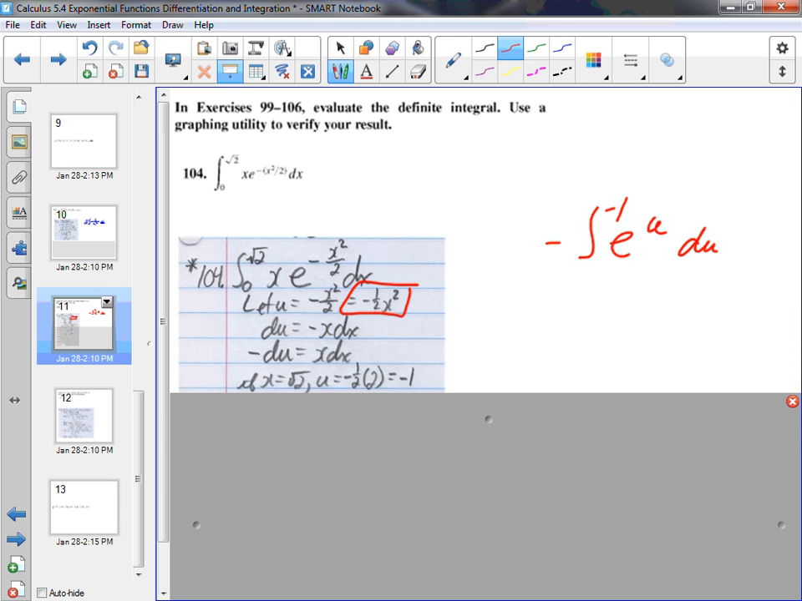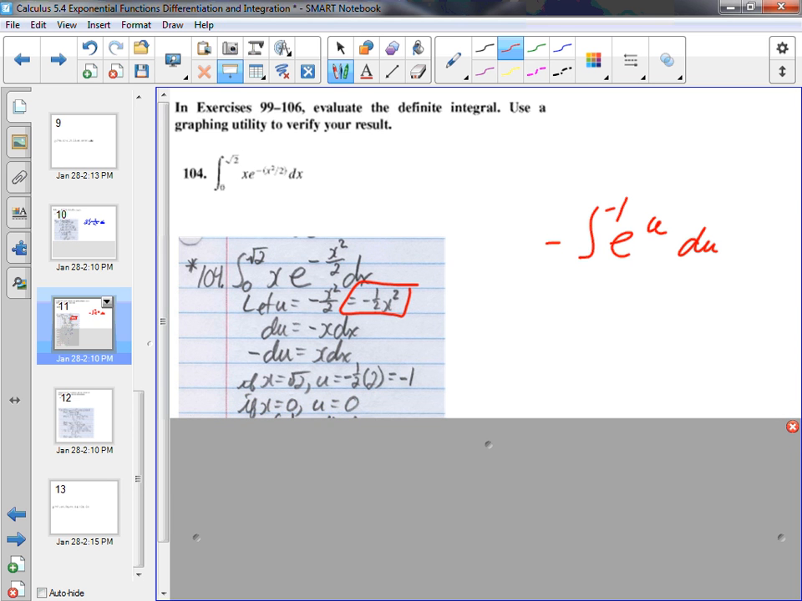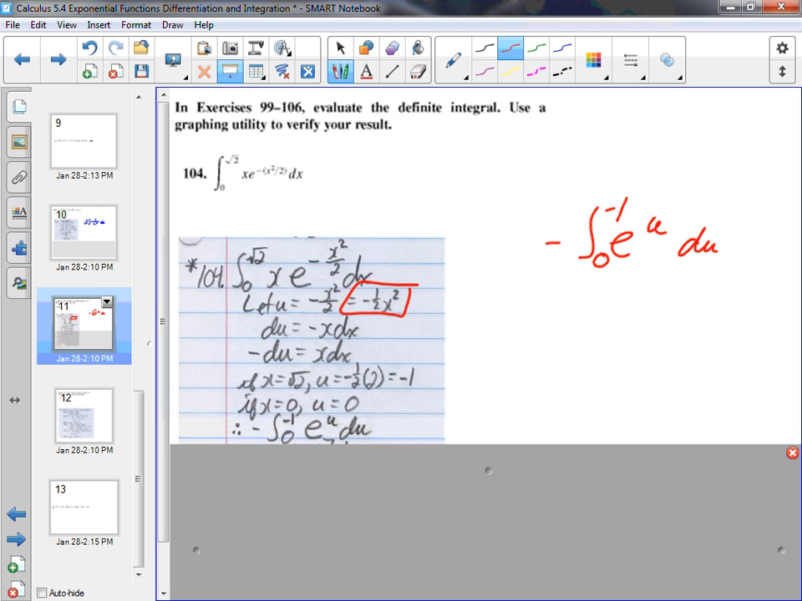Well, what happens if x equals 0? Well, if x equals 0, u equals negative 1/2 times 0 squared, which is 0. And we've completed our substitution. We've changed everything to u. We don't need to go back to x's. In fact, you'd screw it all up if you tried to go back to x's now.